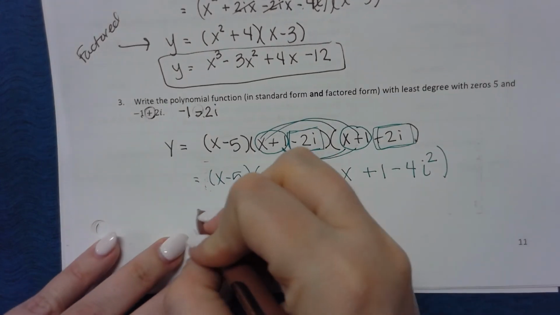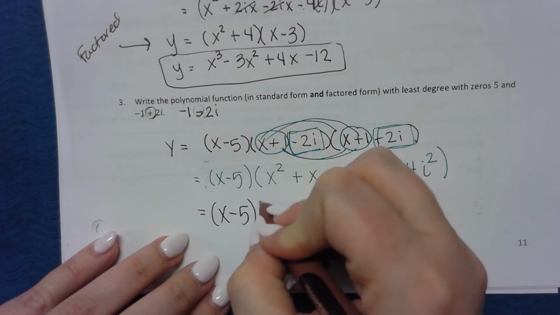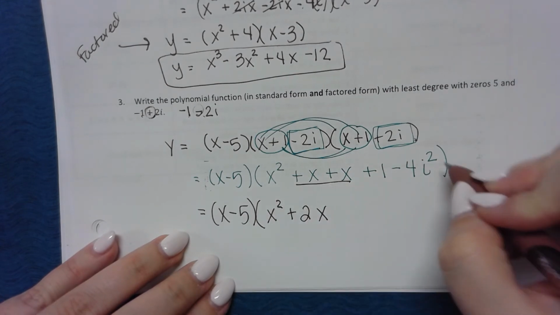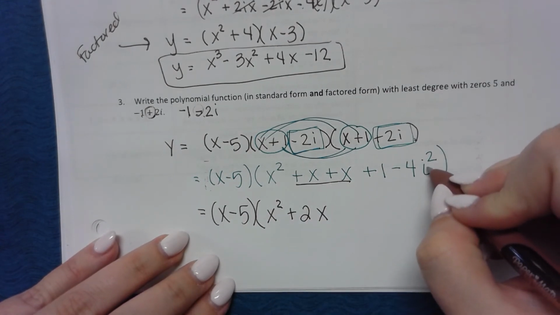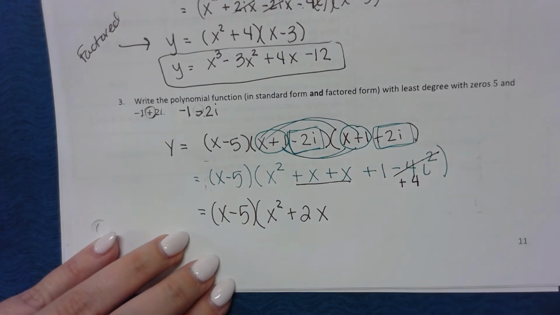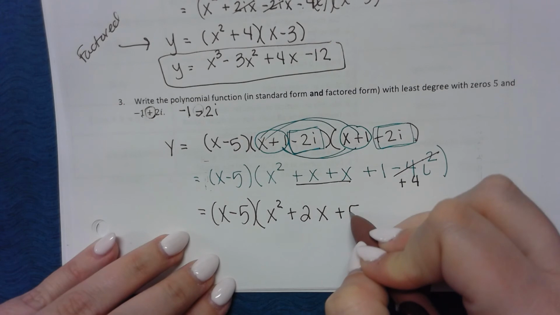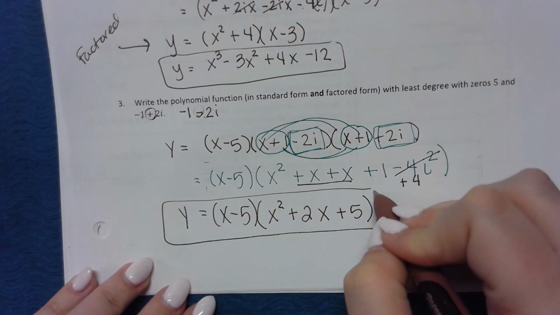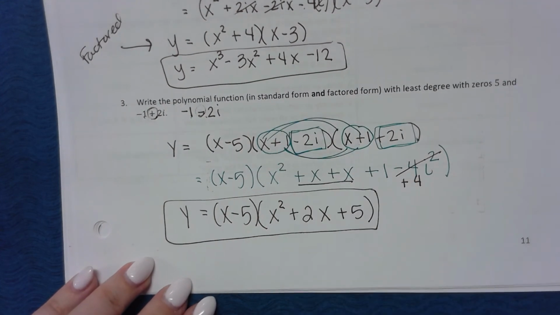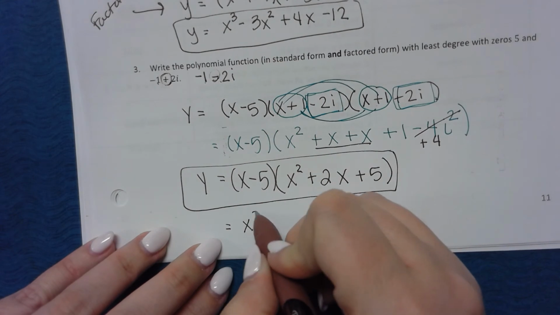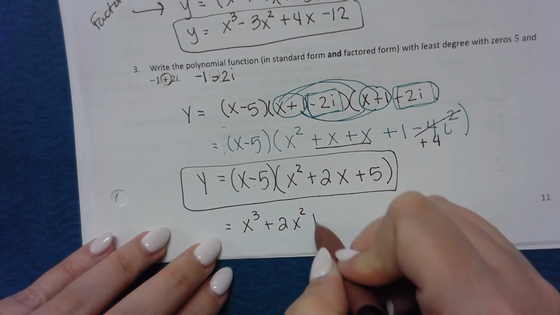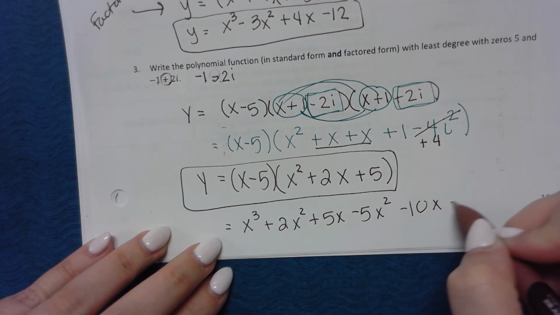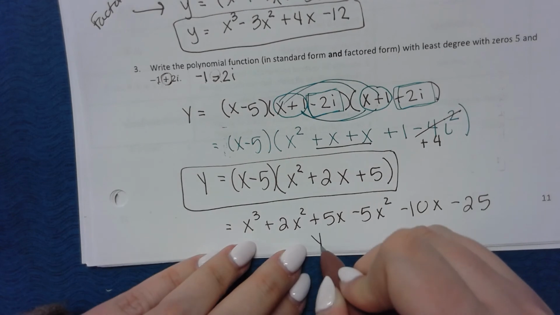Okay, so then we'll simplify. x plus x is going to give us 2x. Now remember, this i squared turns into negative 1, which is going to turn this into a plus 4 instead of a minus 4. So 1 plus 4 will give us plus 5. This is our factored form. And then it wanted factored and standard form, so now we're going to continue to multiply, and then combine your like terms.